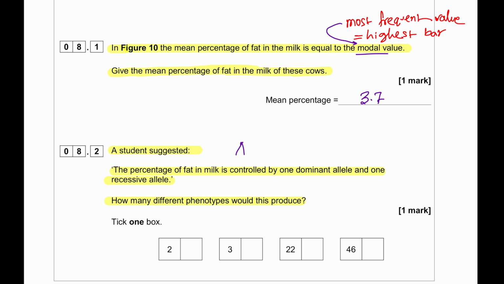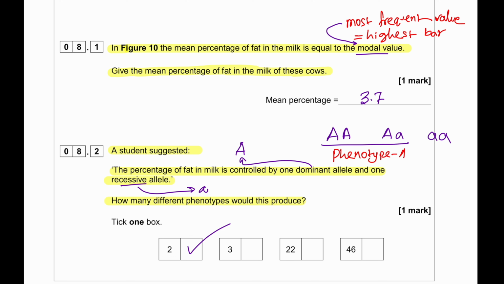So a dominant allele, capital A, and a recessive allele, small a. This can produce capital A capital A, capital A small a, and small a small a. So it can produce only two types of phenotype, because dominant A, if present, will be expressed. Both of the first two produce phenotype capital A, and the last one produces phenotype small a.